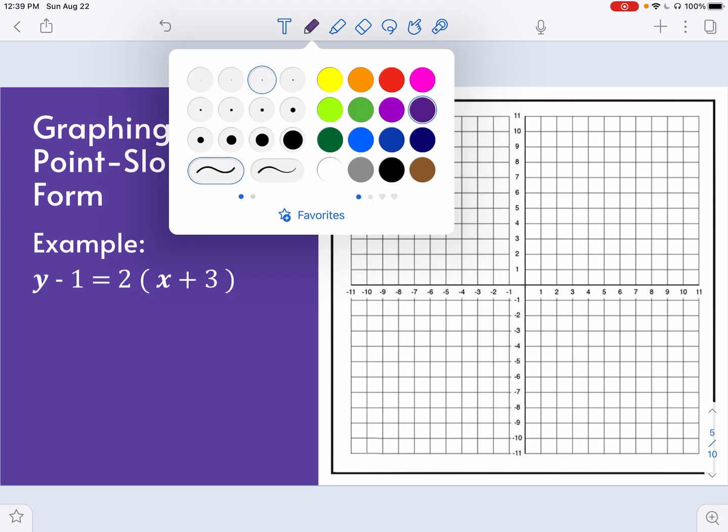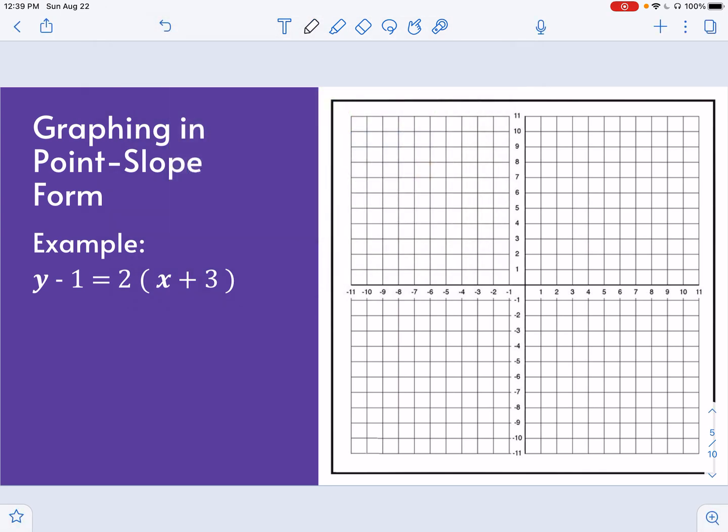So now we're going to do some graphing in point-slope form. So when we look at point-slope form, the coefficient in front of your independent variable, that is still your slope. In this case, our slope is 2 or 2 over 1.